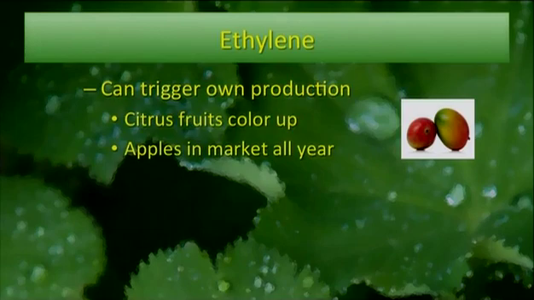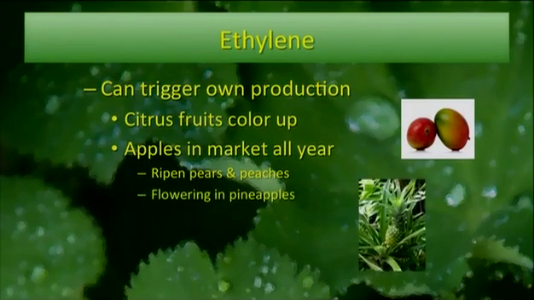Citrus fruits color up, and you can have apples in the market all year long. You just pick apples before they're ripe and store them in cool warehouses with low oxygen, so the respiration rate goes down. You can also ripen pears and peaches, and apples, by giving them a whiff of ethylene, and they'll all ripen at the same time, so you can have apples in the market all year round, even though apples tend to ripen in the fall. You can also induce flowering in pineapples with ethylene.